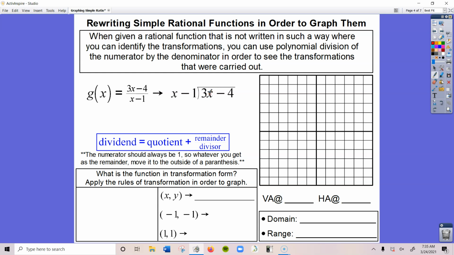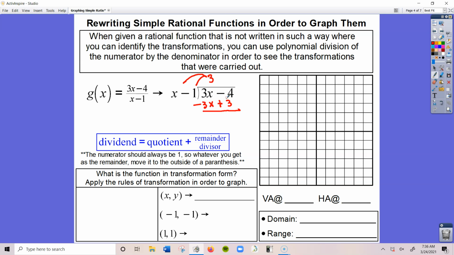So we have here (3x - 4) divided by (x - 1). So we're doing long division here. In order to get 3x, I would need to multiply x by 3. And then we distribute. 3 times x is 3x. 3 times negative 1 is minus 3. Then we change the signs.